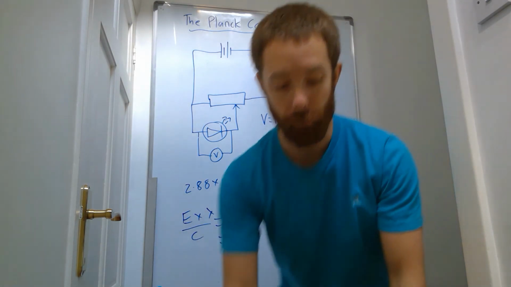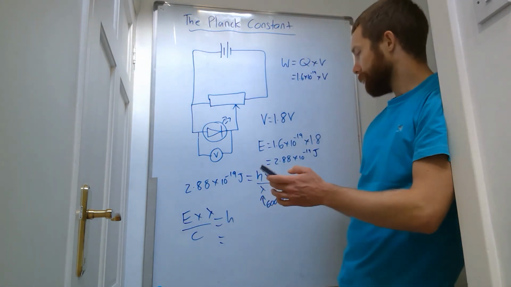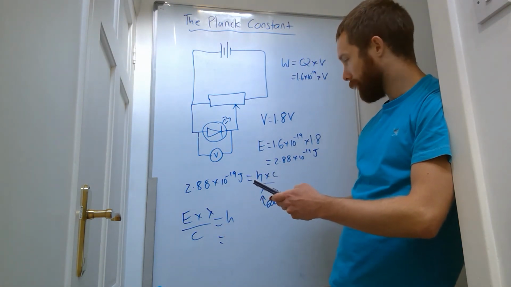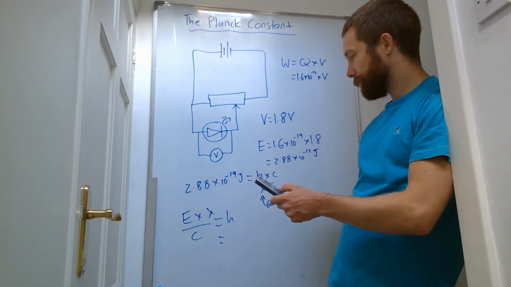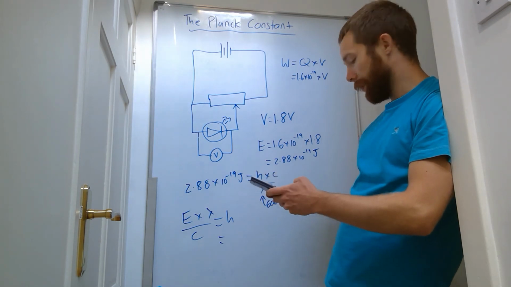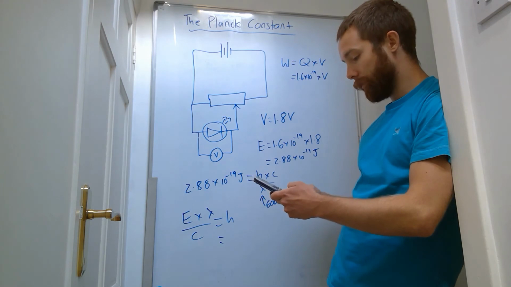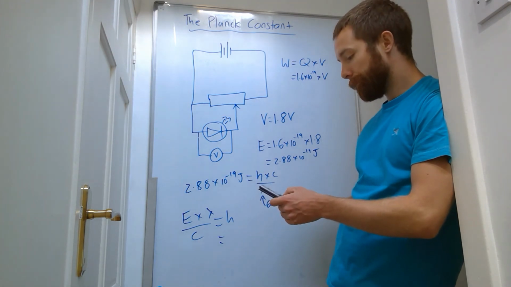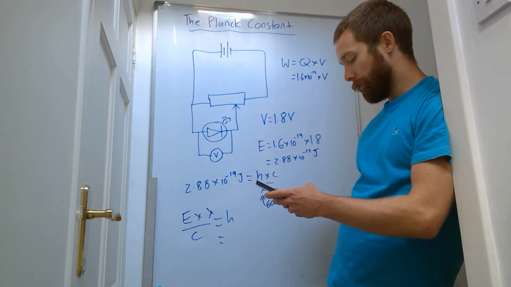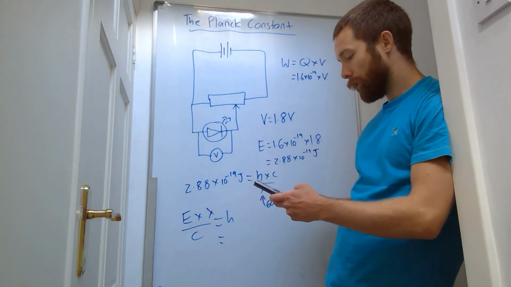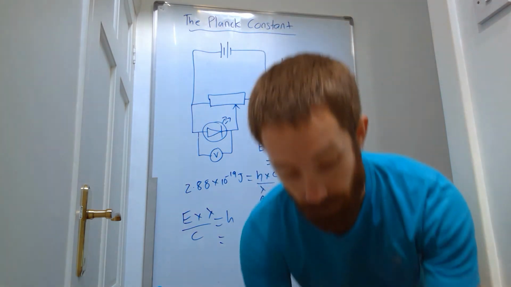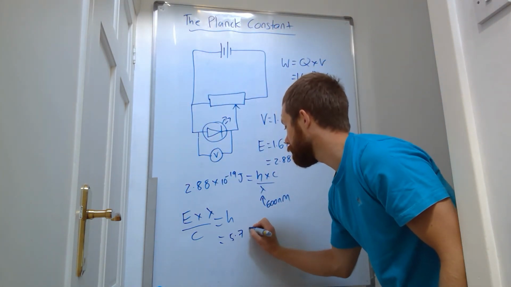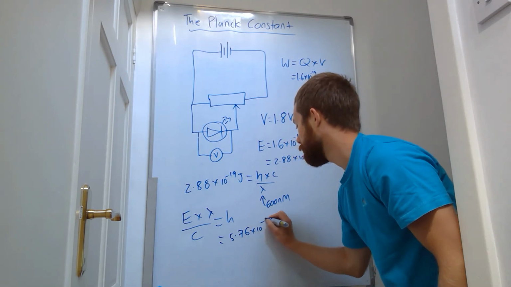And if I got those numbers, so 2.88 times 10 to the minus 19, times 6 times 10 to the minus 7, that's my 600 nanometers, divided by the speed of light, 3 times 10 to the 8, will give me 5.76 times 10 to the minus 34.